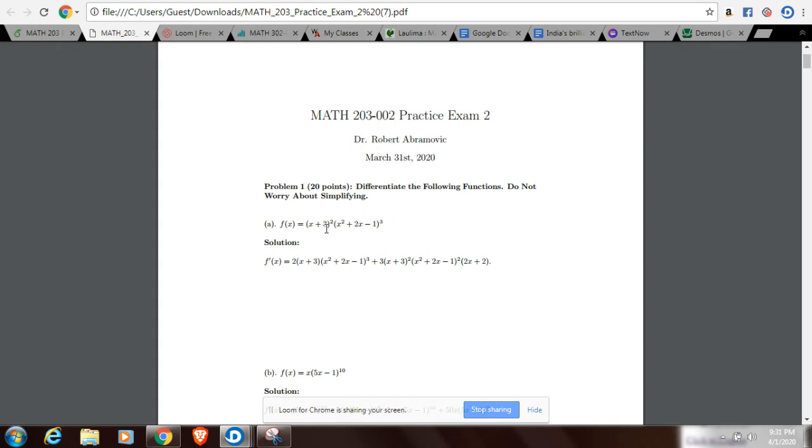The derivative of (x + 3)^2 is 2(x + 3), times (x^2 + 2x - 1) in parentheses cubed. Plus, now we differentiate the first factor, 3 times (x + 3)^2. And to differentiate the second factor, we use the generalized power rule. The derivative of (x^2 + 2x - 1)^3 is 3(x^2 + 2x - 1)^2 times the derivative of the inside function, which is 2x + 2.